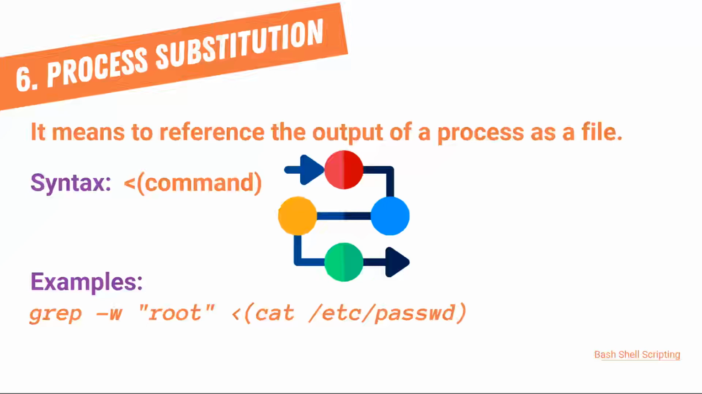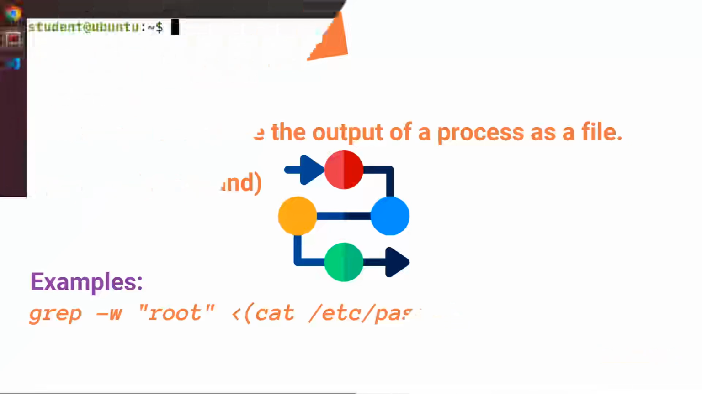You've probably heard that in Linux everything is a file, so the output of any process can be internally represented as a file too. And with process substitution, you can feed the output of a process or processes into the standard input of another process. For example, the construct less than and the command between parentheses means that the command ls in this case is run and the output of the process that is created will appear as a file.